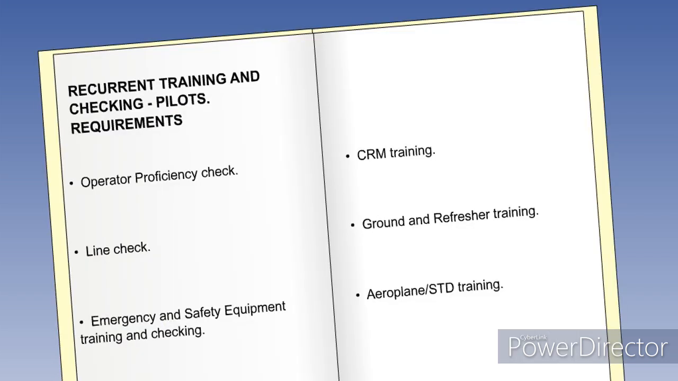Once qualified, pilots will subsequently face a check of their abilities and further training on a regular basis. The operator will ensure that all pilots undergo what is known as recurrent training and checking, relevant to the type and variant of the aeroplane operated, as specified in the Operations Manual. On screen, the requirements are listed, each of which will be explained in detail.